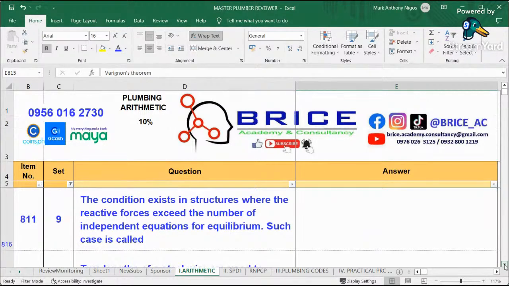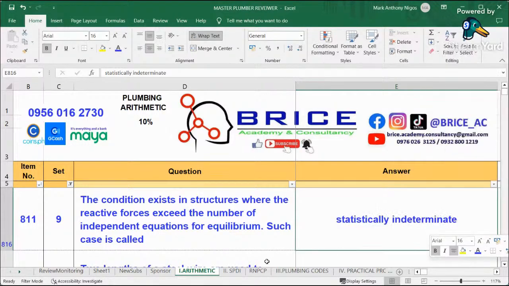811. The condition exists in the structures where the reactive forces exceed the number of independent equations for equilibrium. Such case is called what? The answer is statically indeterminate. Parang mali ah. Dapat statically.